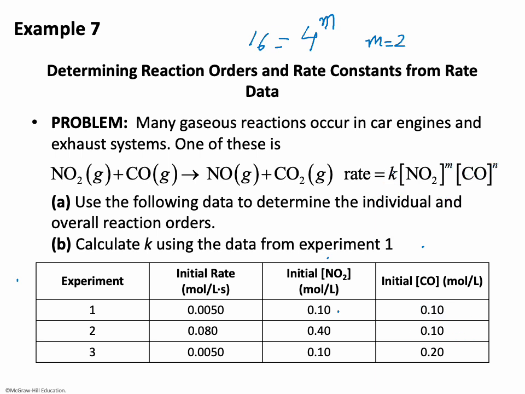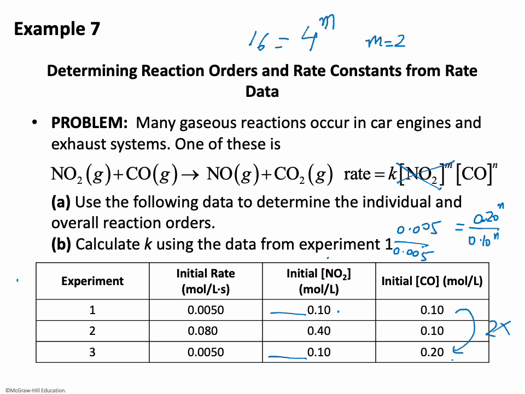Now I need to find what is n. If I'm solving for n, I will choose experiments where this is constant. NO2 is the same in experiment number 1 and experiment number 3. So I will choose these experiments. CO is changing. Again, I like to go higher over lower. So that would be rate of 2 divided by 1. So that would be 0.20 to the power of n divided by 0.10 to the power of n equals 0.005 divided by 0.005.